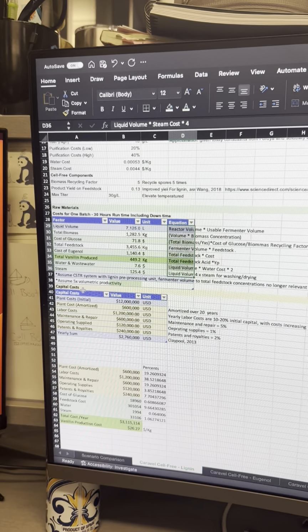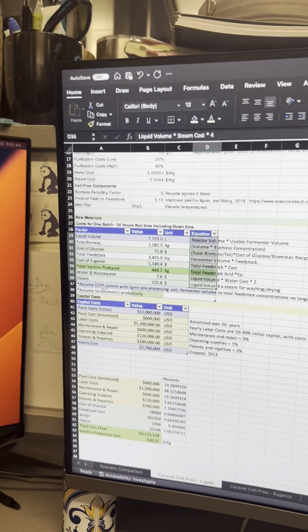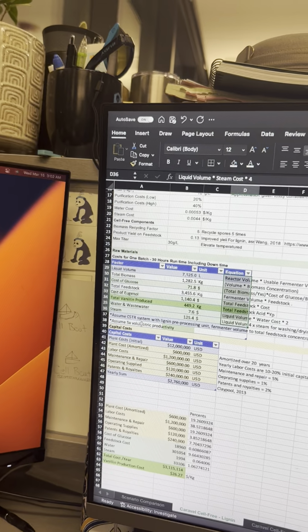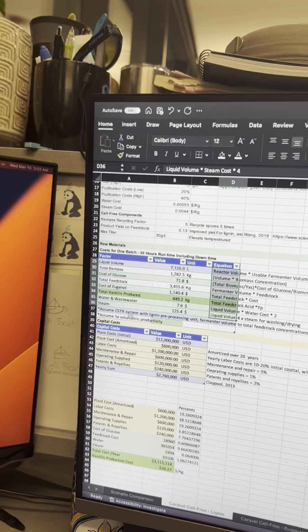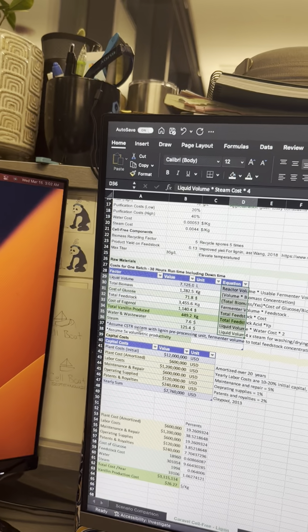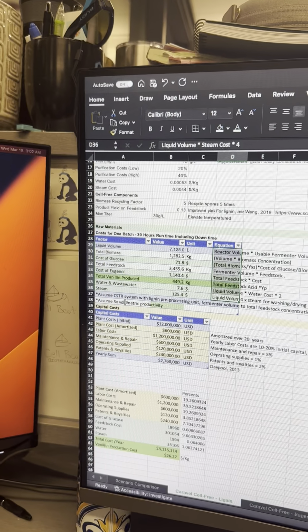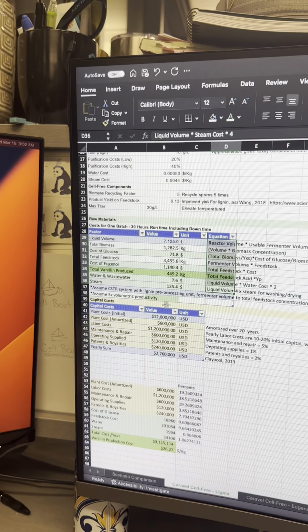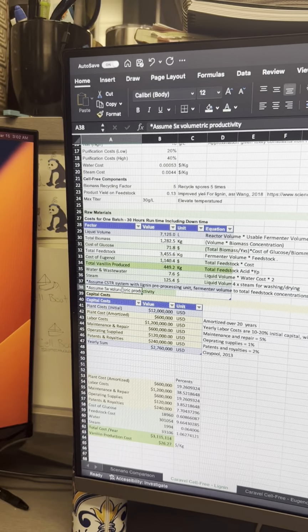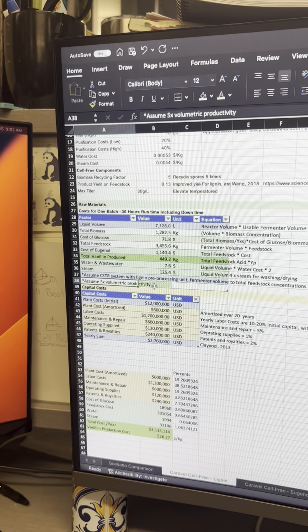a CSTR system, or a continually fed stirred tank reactor. That's the thing I told you about earlier today, where instead of using one single big tank, you have a couple of tanks in a line. In addition to that, because we're doing cell-free, we assume we have higher volumetric productivity. I am very conservatively only saying we have 5x volumetric productivity over fermentation.